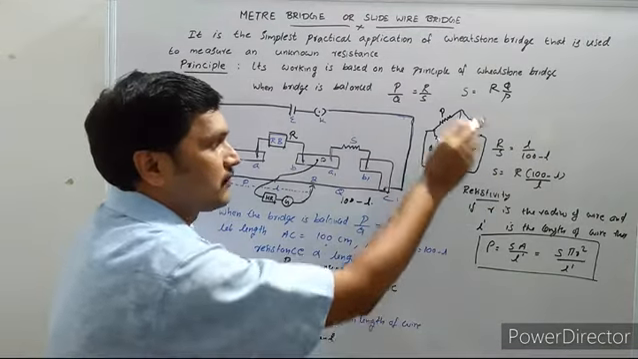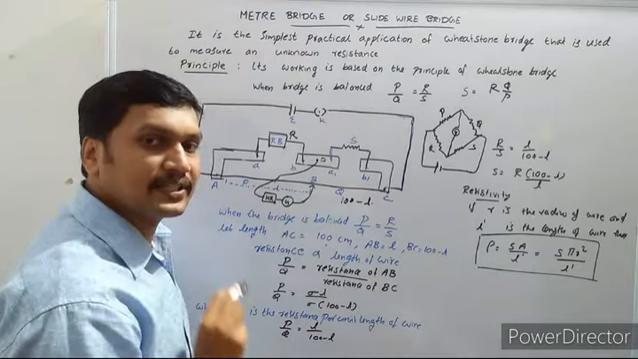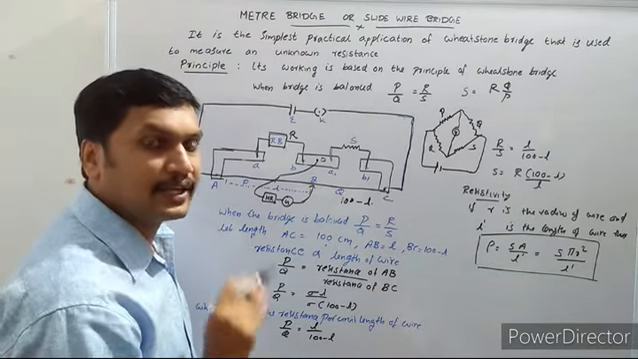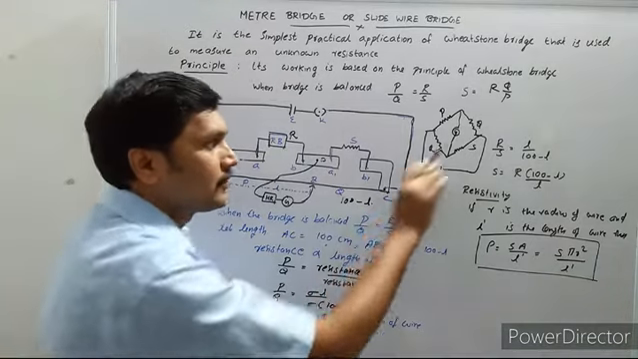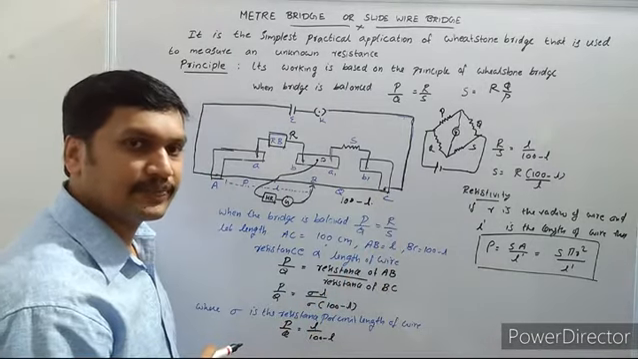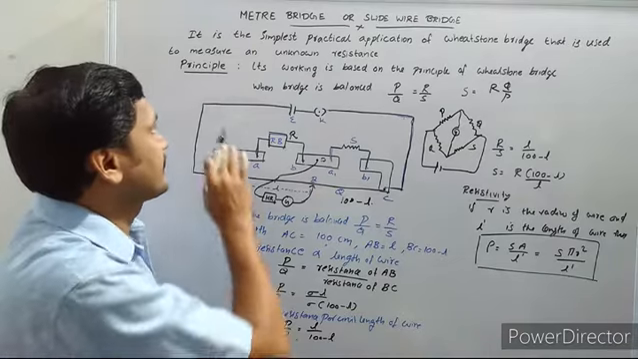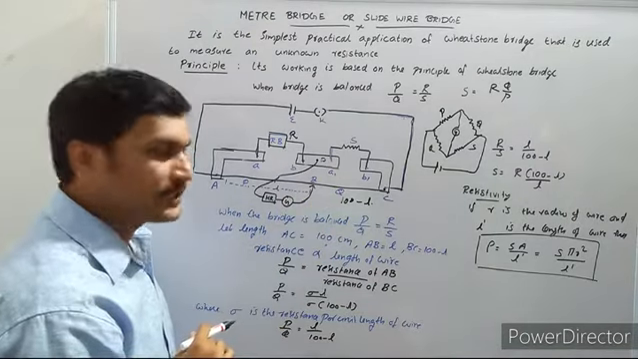If out of these four resistances any one is unknown, we can find that unknown resistance in terms of the other three resistances. Now let us see the construction of this meter bridge.